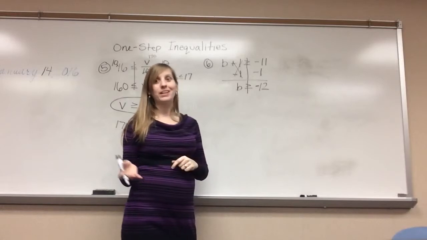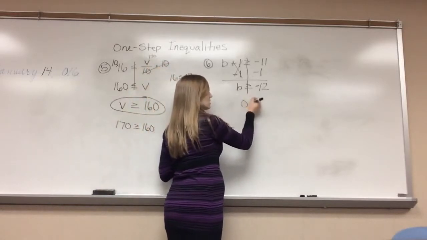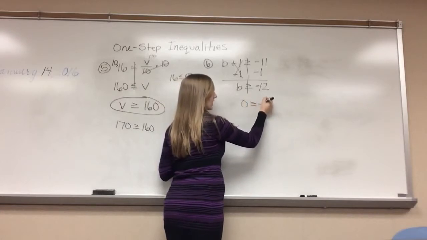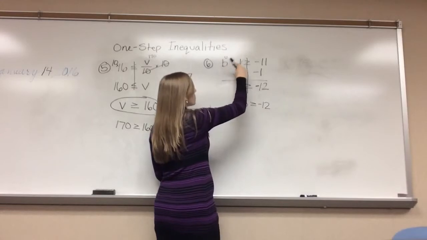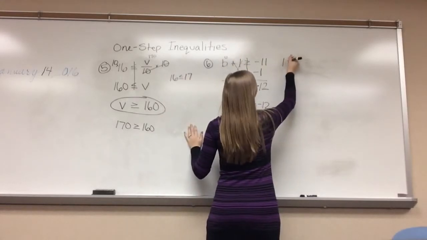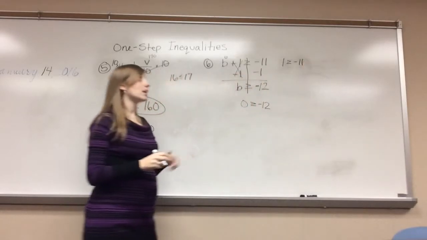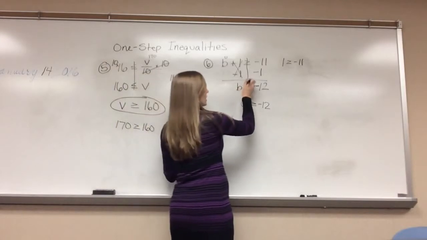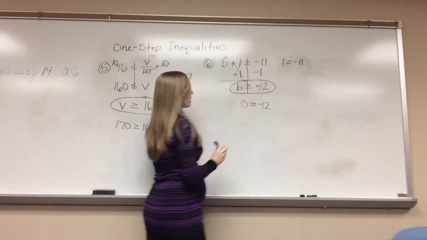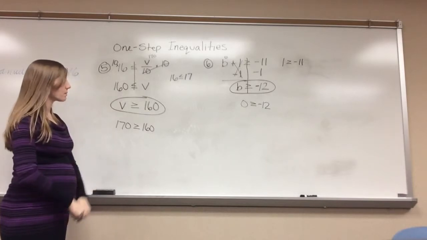So a number that's bigger than negative 12 would be 0. I like to use 0. So 0 is bigger than or equal to negative 12. Let's try plugging in 0 here. 0 plus 1 is 1, is greater than or equal to negative 11. Well, 1 is bigger than negative 11. That is a true statement. So my inequality is correct. b is greater than or equal to negative 12 should be your solution for number 6.